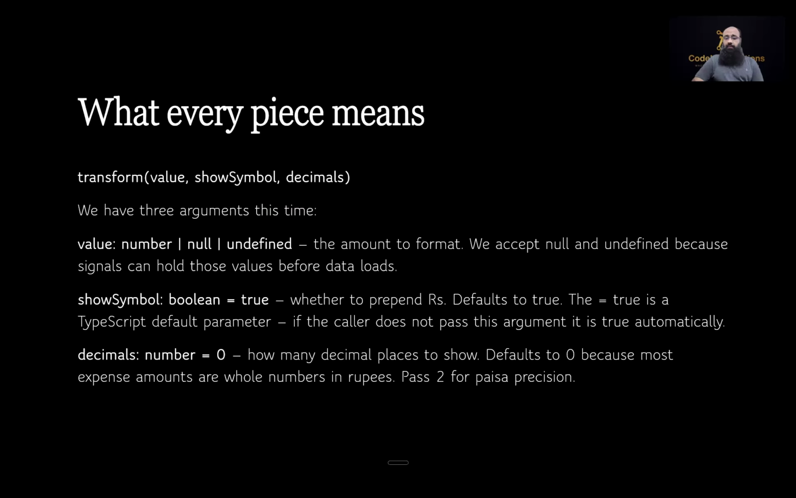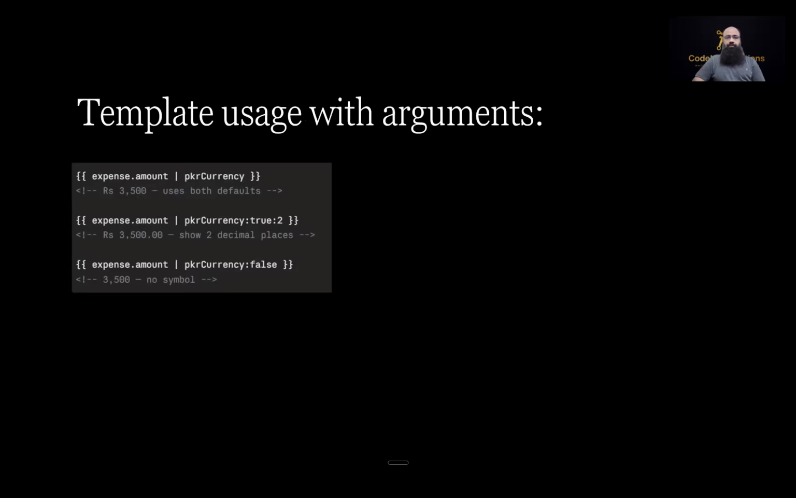And then comes the decimal. How many decimals? We are keeping it default to 0 because most of the numbers are going to be whole numbers. If we need to keep track of the paisas as well, we'll be passing 2 to it. Within the template, you can see how we are going to use it: we use the pkr pipe, and if we want RS to be displayed, we can use true colon 2, and if we want no symbol, we can use false.